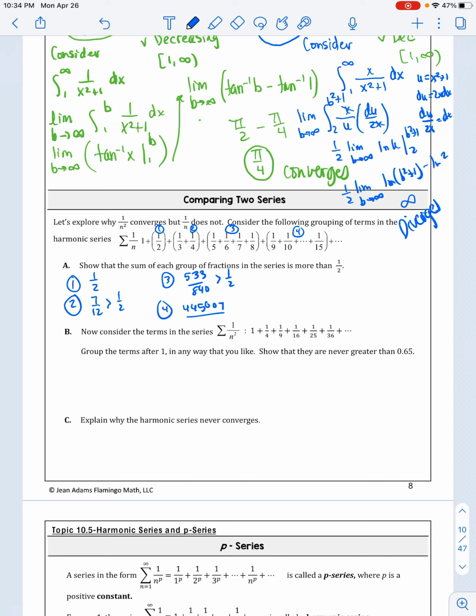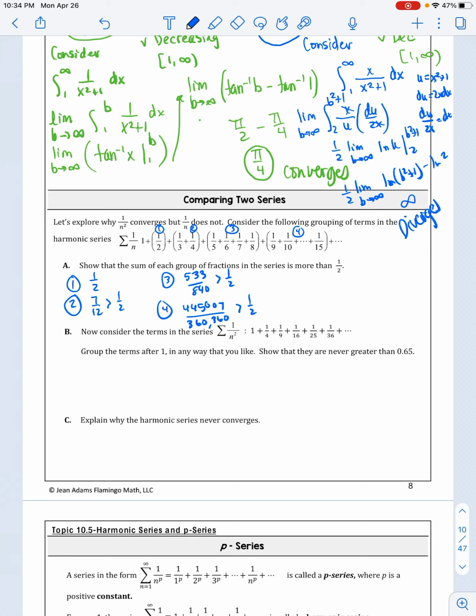And then this last one, the fourth one, I should say, I got 445,007 over 360,360. And that is greater than 1/2. So, it asked us to show it. We just showed it by giving the sums.